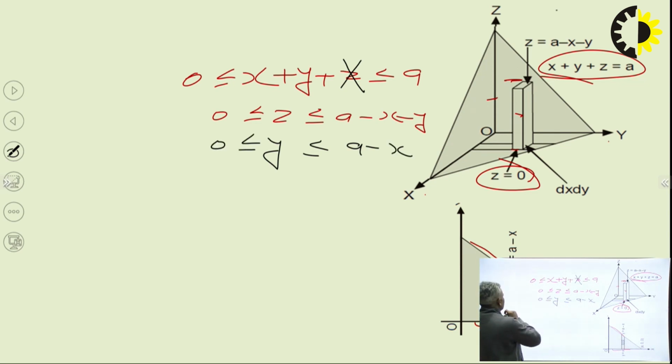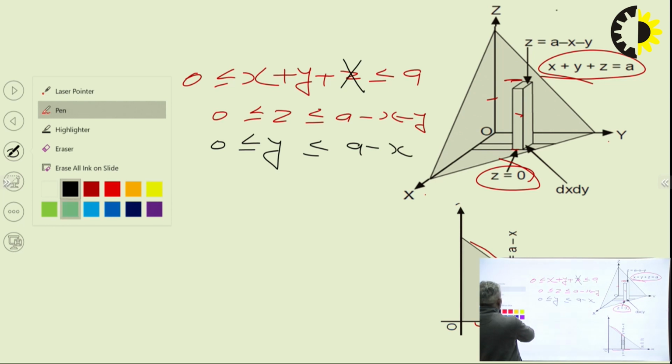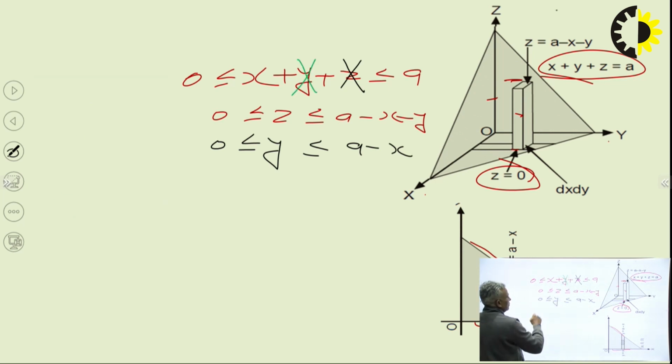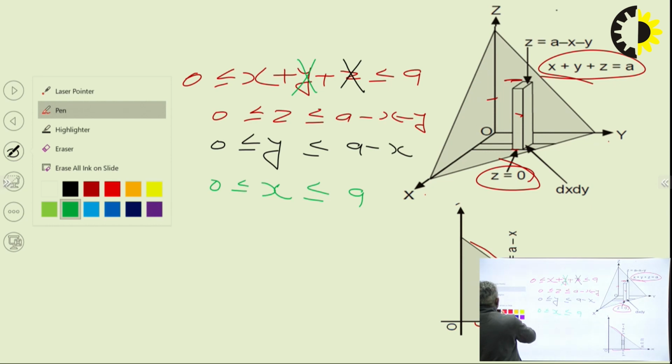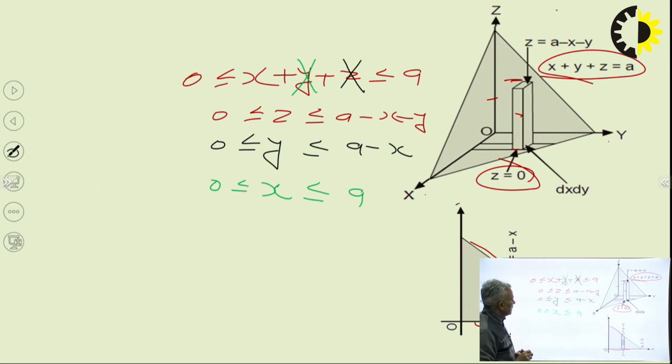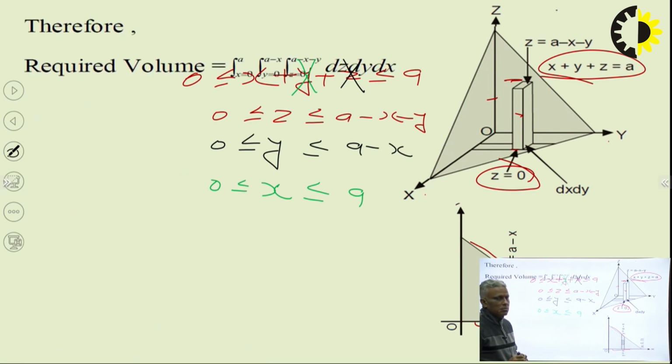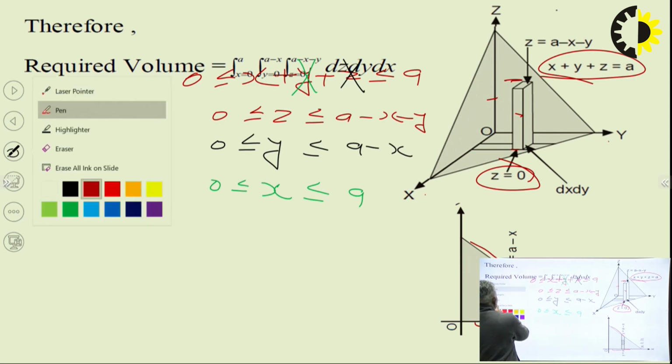Now suppose I want to calculate the limit of x. The y is cut out and the limit of x will be x less than or equal to a and greater than or equal to 0. In this way we can calculate the limit of each portion and solve the problem step by step.